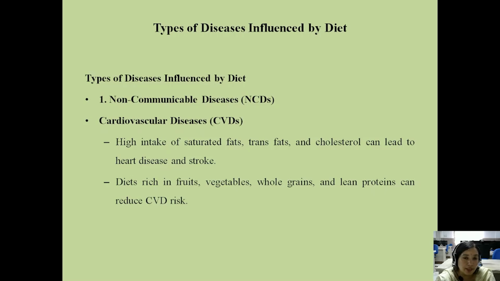Types of disease influenced by diet, number one, non-communicable disease, that is cardiovascular disease, and it is because of your high intake of saturated fats, trans fat, and cholesterol in your body, that leads to heart disease and stroke. And a diet rich in fruits, vegetables, whole grains, and lean proteins can reduce cardiovascular disease risk. CVD is cardiovascular disease risk.